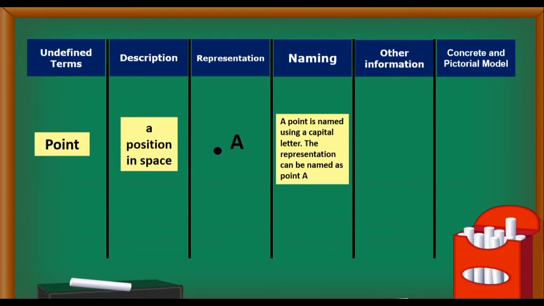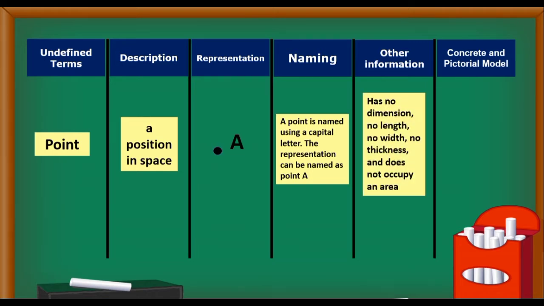The other information for a point is it has no dimension, no length, no width, no thickness, and does not occupy an area. Since nasa space po siya, point lang po yan, wala po siyang sukat. Meaning, wala siyang haba, walang laki, walang kapal. Kumbaga, point lang talaga siya kasi pwedeng malaki, pwedeng maliit po ang ating point. So, hindi siya nag-o-occupy ng area. Nasa space lang po siya.